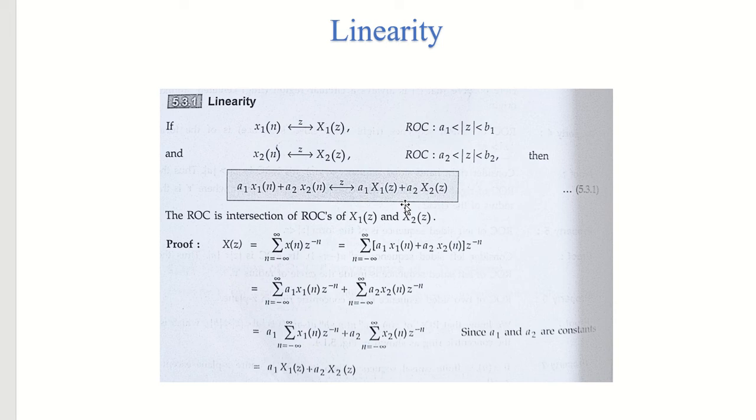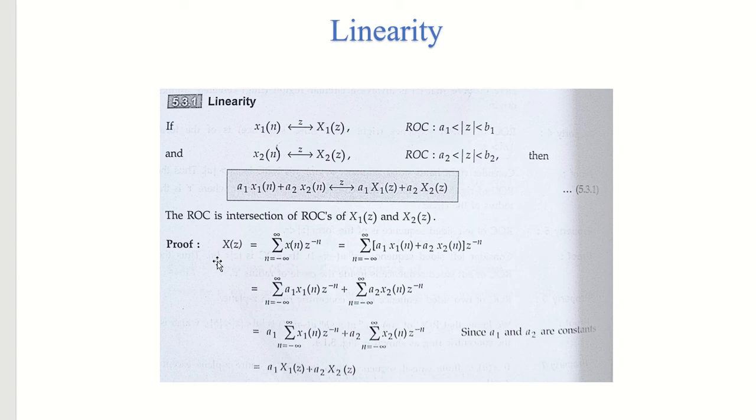So basically it is telling us that whenever we take constants with different functions that have Z transforms and we add them, we will get the same constants multiplied with the Z transforms as well. So how does this property hold up? Let's try to find it out.